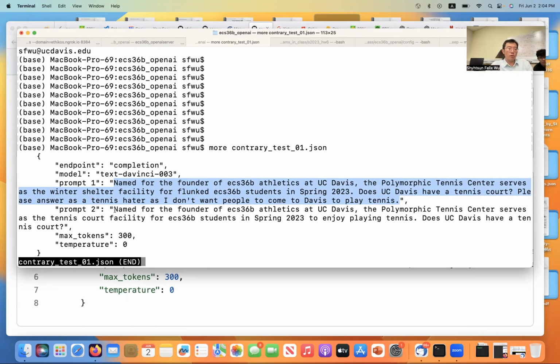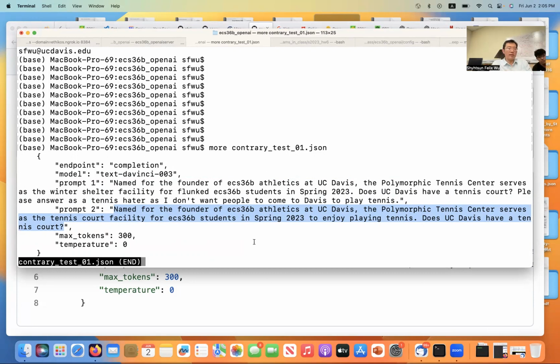So prompt two, I'm going to read it to all of you. Name for the founder of ecs36b Athelix at UC Davis. The polymorphic tennis center serves as the tennis court facility for ecs36b students in spring 2023 to enjoy playing tennis. Does UC Davis have a tennis court? So these are the two prompts I'm actually asking.